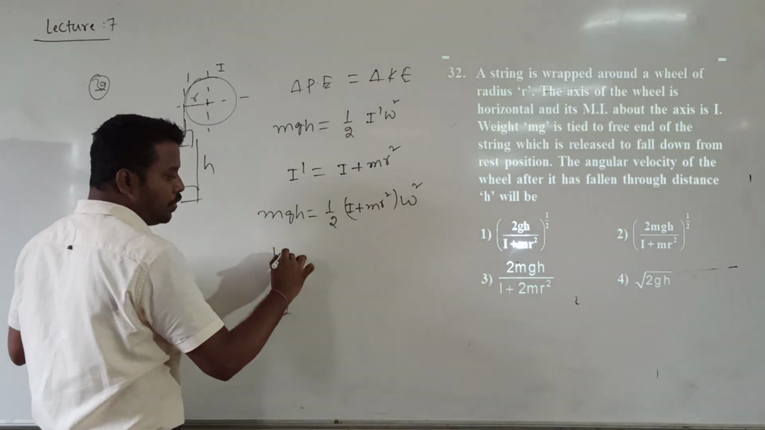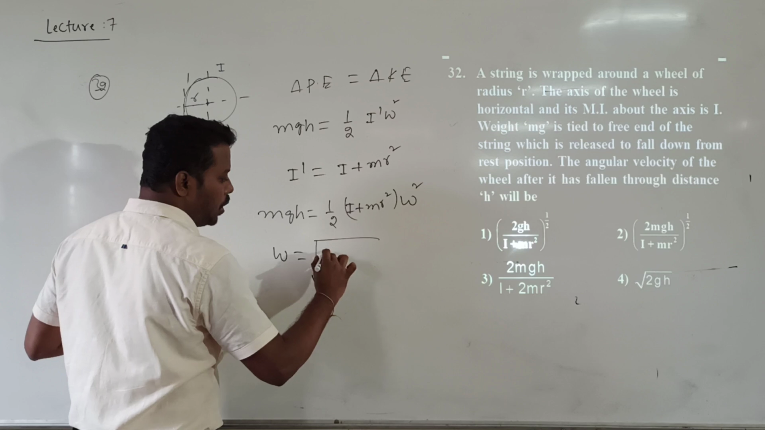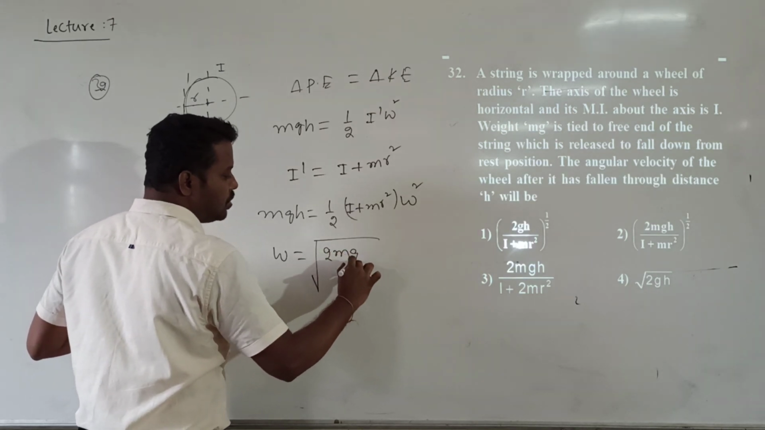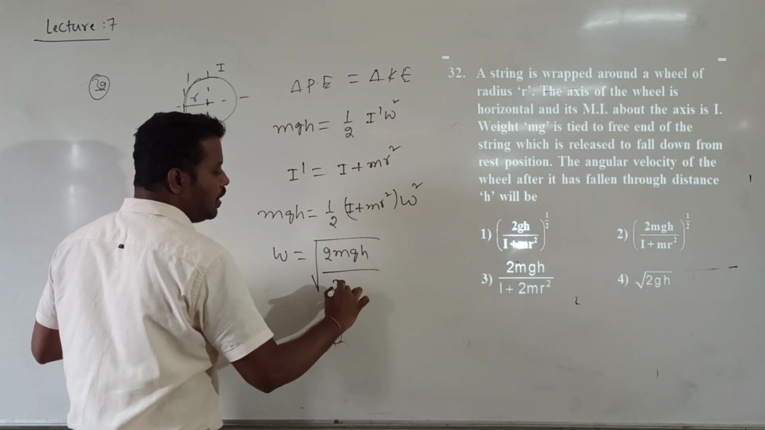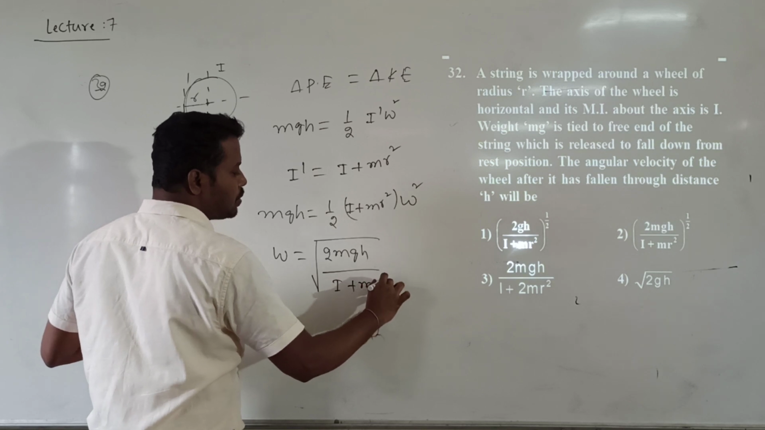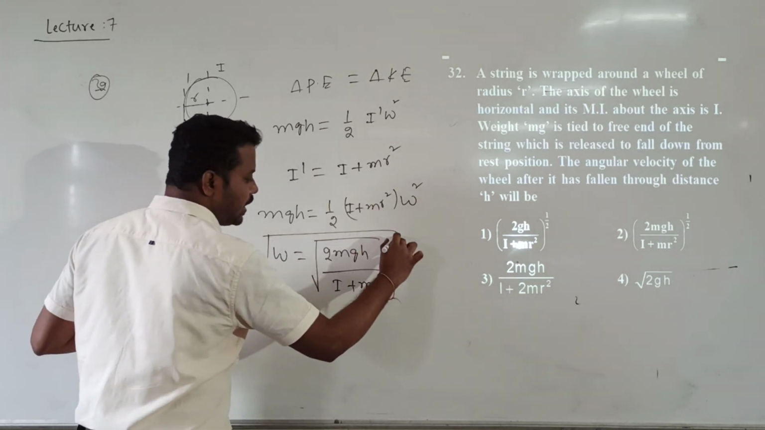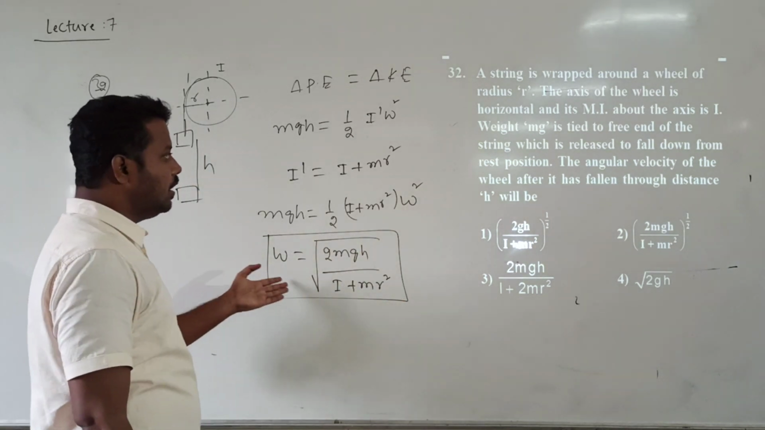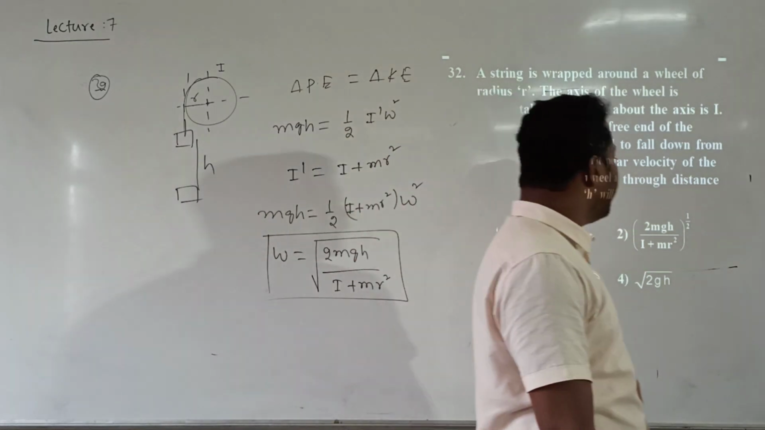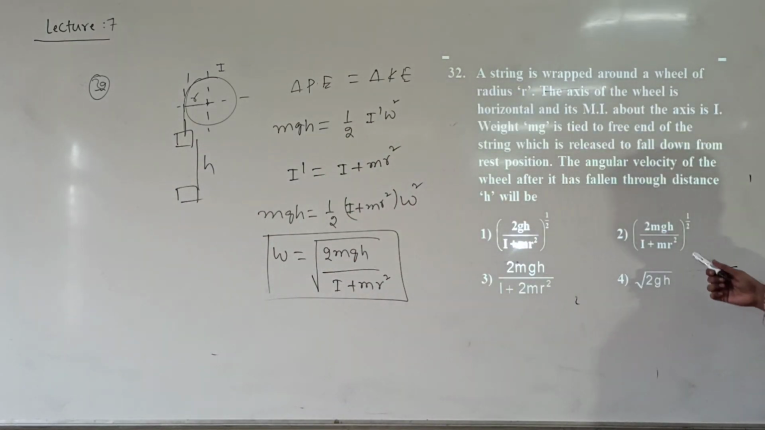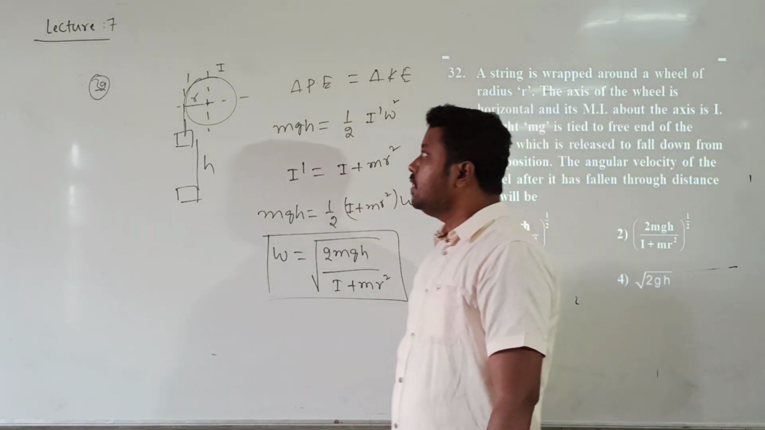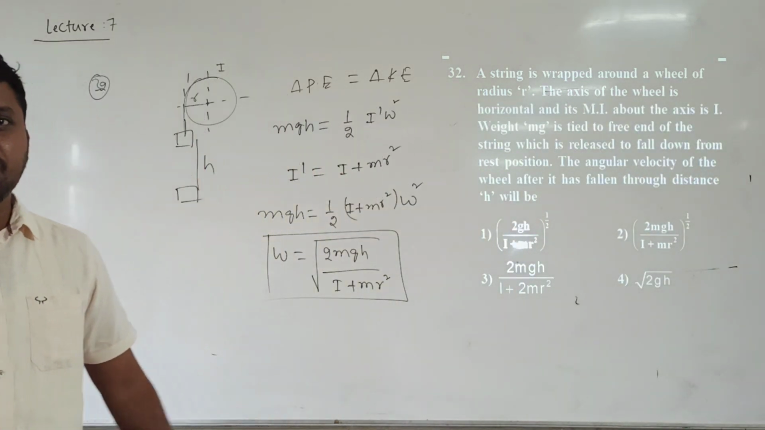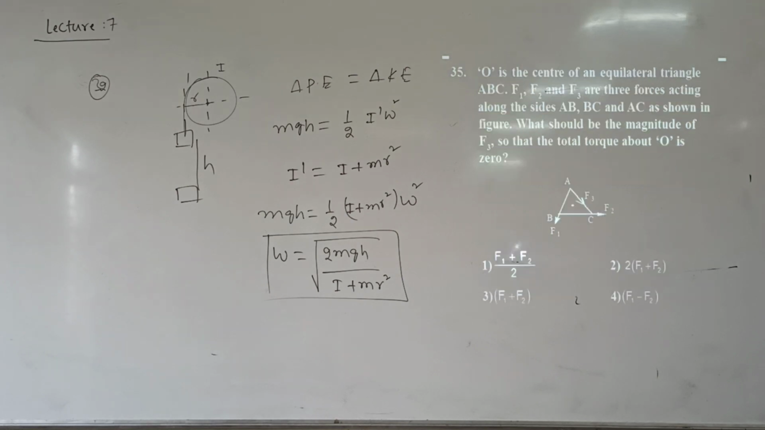Therefore, what is the value of omega? Omega is equal to root over 2 into m into g into h divided by how much? I plus m r square. So this is the expression for which one? Angular velocity. Question understood? So this is question number 30. Next question, question number 35.